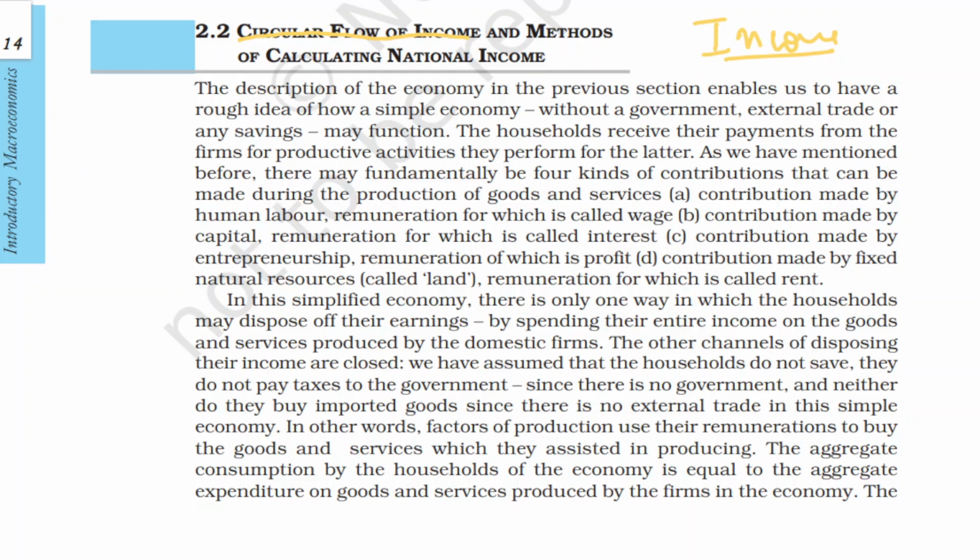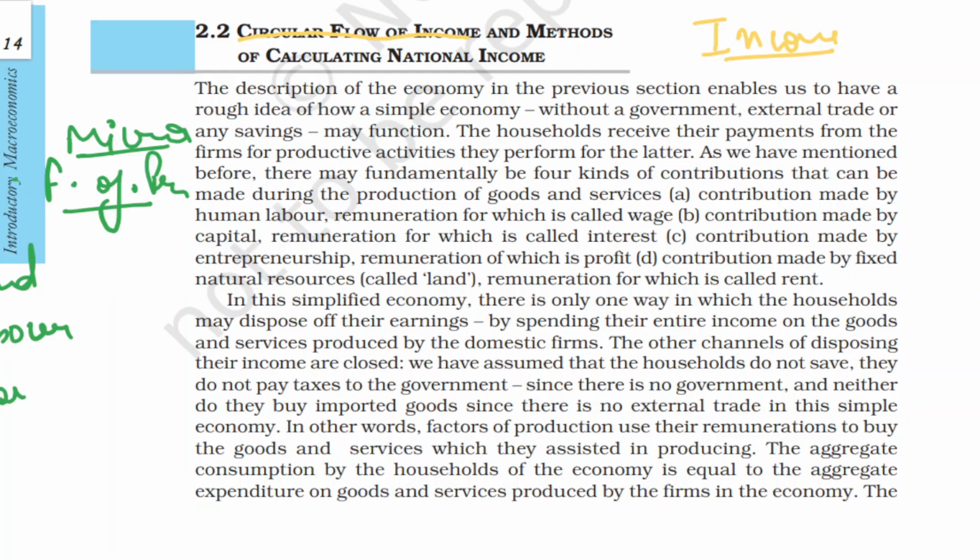Before starting with this, I wanted to recall that in microeconomics we studied factors of production. I hope everyone remembers that. There were four factors of production: land, labor, capital and entrepreneurship. Right, these were the four factors that you need if you want to produce anything, whether goods or services. So these were the factors of production.